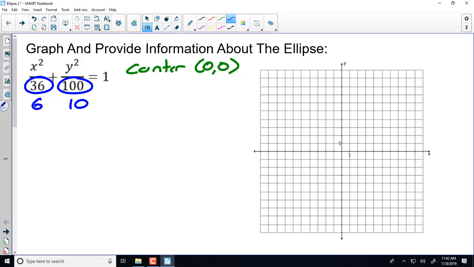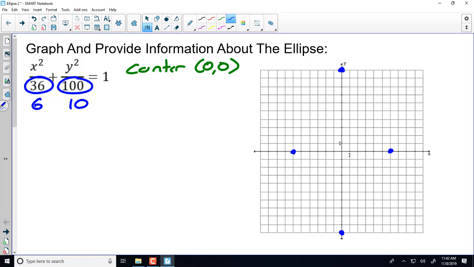So I'm going to go left and right 6. 1, 2, 3, 4, 5, 6. Those are going to end up being the endpoints of my minor axis. And then I'm going to go up and down 10, which is going to be as far as my graph goes. And those are going to be the endpoints of my major axis.